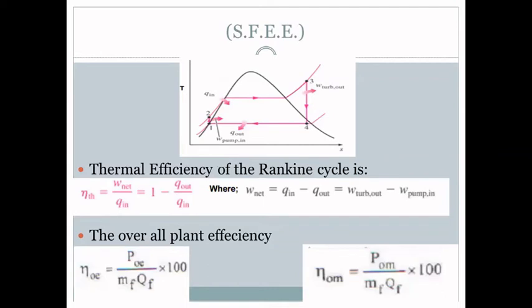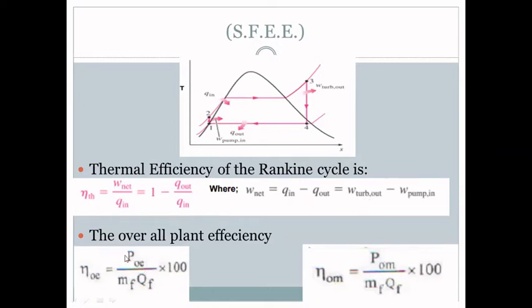In this slide, we are going to talk about the thermal efficiency of the Rankine cycle, which, as we mentioned before, equals net work over Qin, or 1 minus Q out over Qin, where net work is equal to Q input minus Q output, and equals work of turbine minus work of pump.